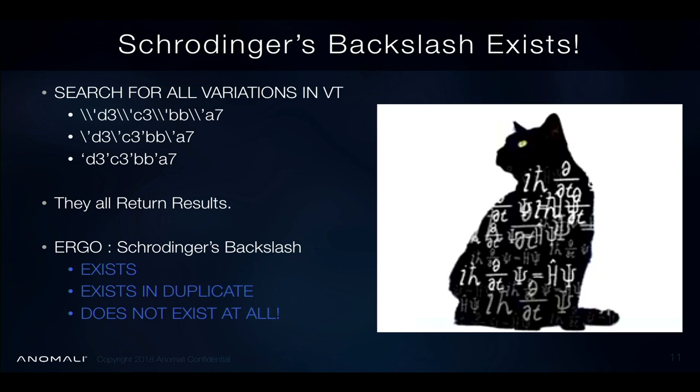So what's the takeaway from a hunting perspective? Well, if you're searching in VirusTotal for the double backslash, the single backslash, or no backslash at all, you're going to get results. But if you're searching for exact strings in your TIP or in open source, you could be like me, putting the double backslash between quotes in Google and coming up with no results, thinking that this is a bad IOC. So, to invoke again Schroedinger, in the same way the cat is simultaneously alive and dead, Schroedinger's backslash exists. It exists in duplicate, and it does not exist at all. Make sure we account for all versions in our hunting exercises.